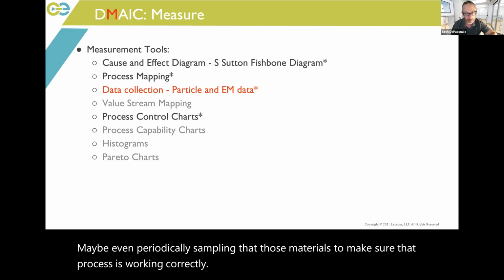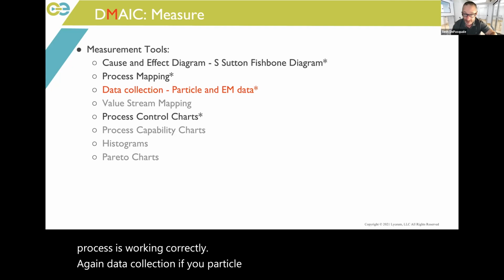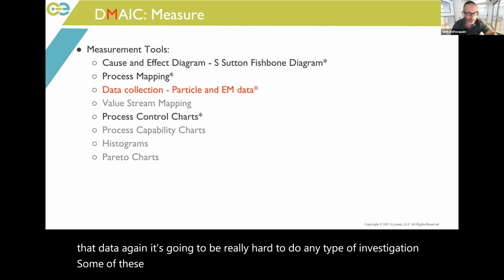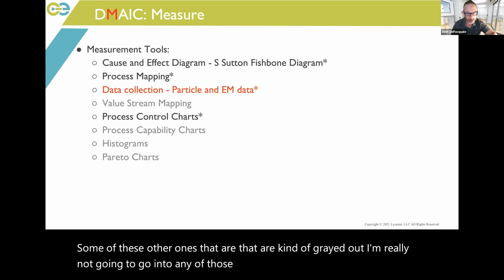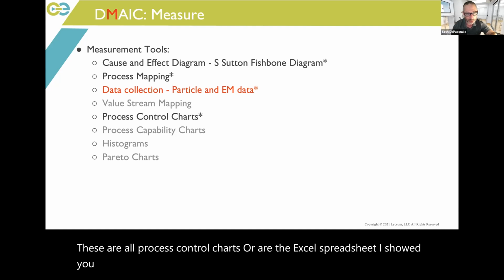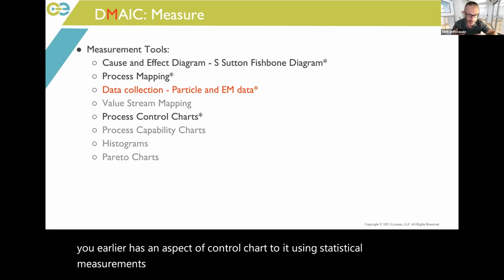And again, data collection. If you're not collecting particle and EM data, it's going to be really hard to do any type of investigation. Some of these other ones that are grayed out, I'm really not going to go into any of those: value stream mapping, process control charts. The Excel spreadsheet I showed you earlier has an aspect of a control chart to it, using statistical measurements from inputs that I'm putting into the spreadsheet.